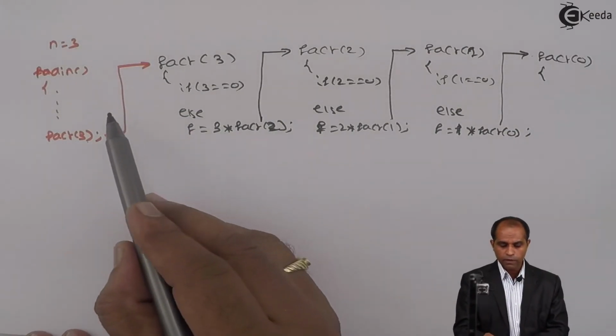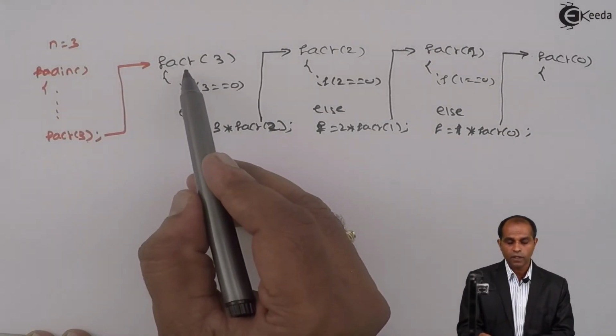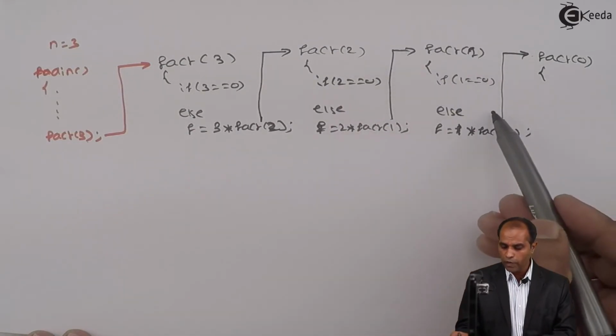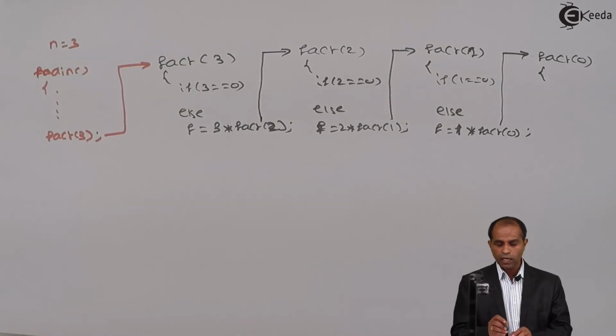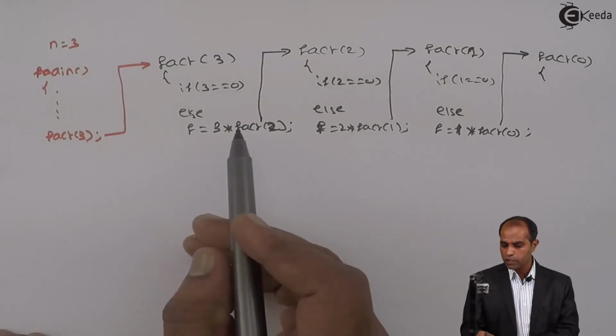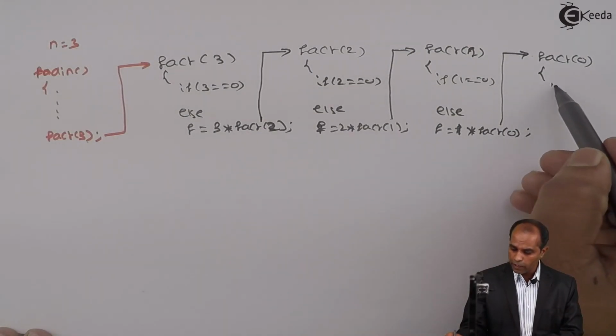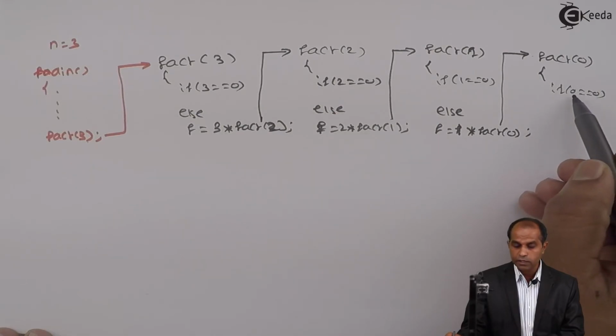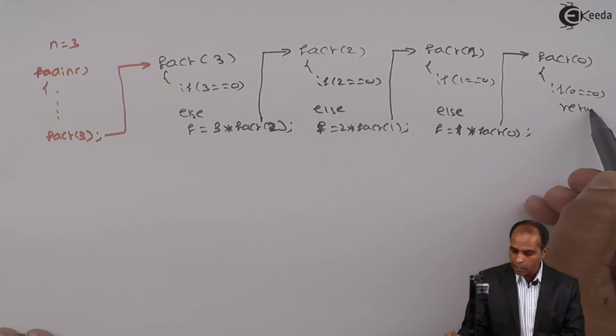So main has given a call to fact 3, fact 3 has given a call to fact 2, fact 2 has given a call to fact 1, fact 1 has given a call to fact 0. So there are people who are lined up to get completed. All these functions are kept open one by one. Finally I'll say if 0 equals 0, then this condition becomes true. It means that it now returns 1.